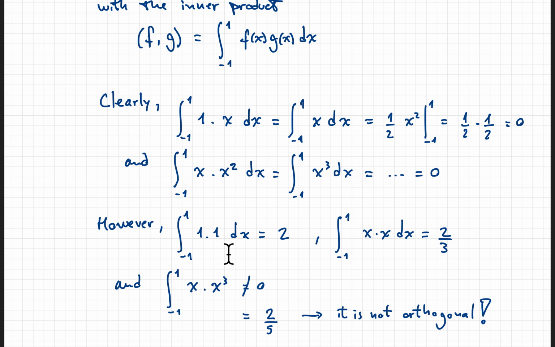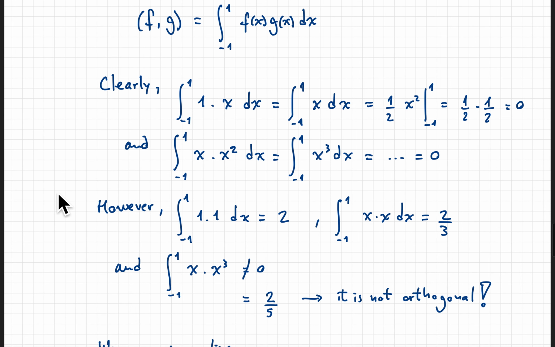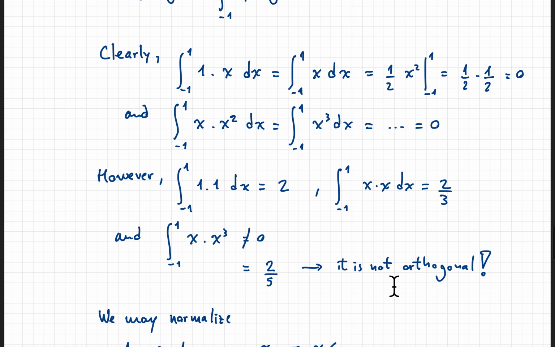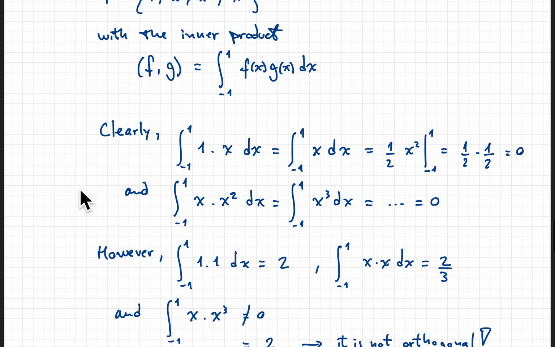I could normalize the basis by dividing the vectors by the square root of the magnitude. But there's a bigger problem, which is that the integral between minus 1 and 1 of x with x cubed, which are two different vectors, is non-zero. So in fact, it's 2/5. So it tells me that the basis that we have here is not orthogonal. Okay, let me go back to the top here.